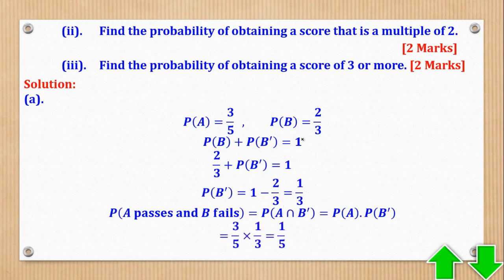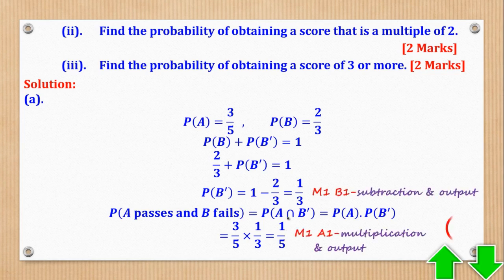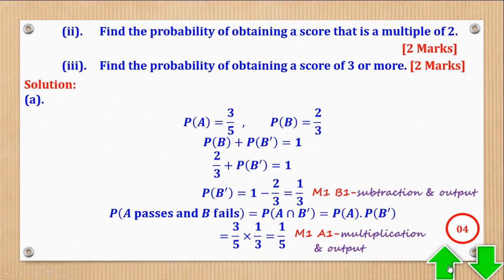Then I'll substitute for A and for B complement to give you 1/5. So basically that's what they wanted. And that's why we get the 4 marks in part A. So now we shall go to part B.